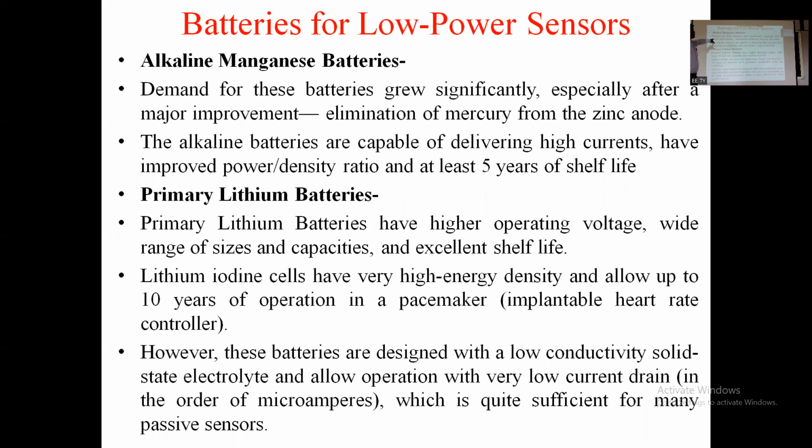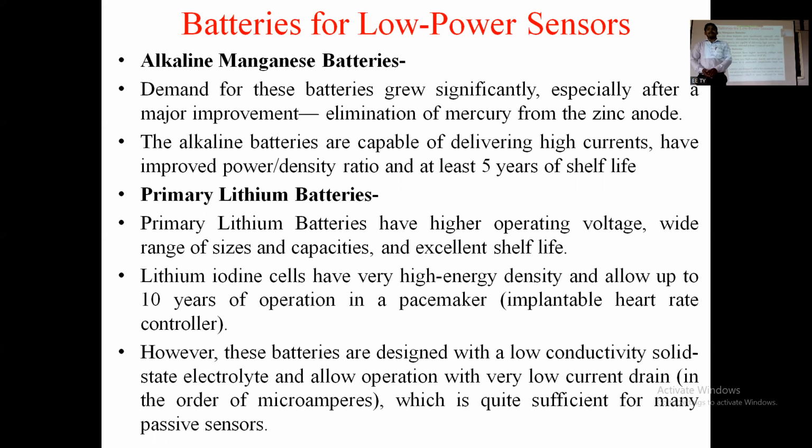There is one improvement that can be made: the elimination of mercury. Mercury can be eliminated from the zinc anode, and a zinc type of anode can be used instead. These types of battery can be used to produce a high current, that means they can deliver a high current, and they have an improved, or maximum, power density.